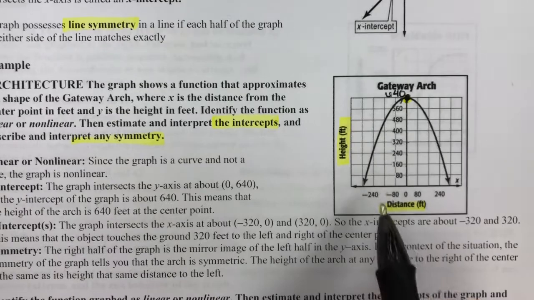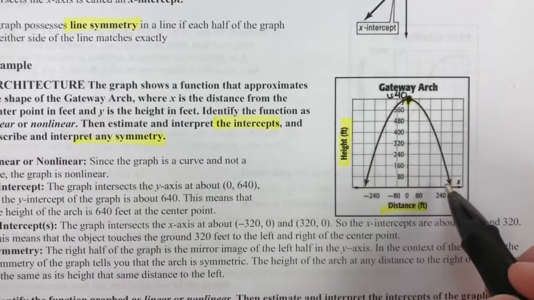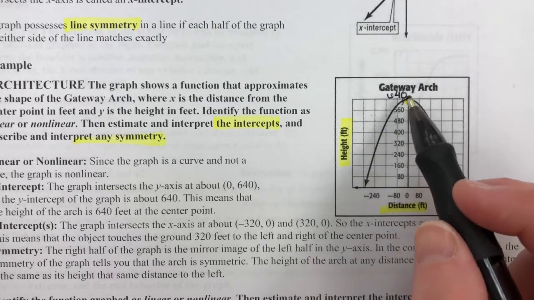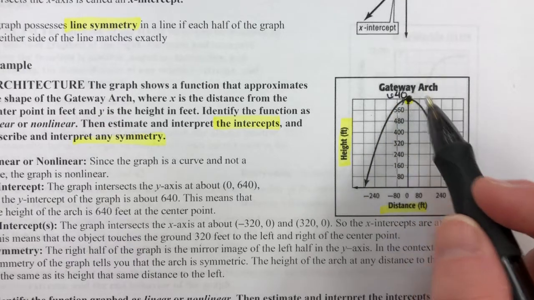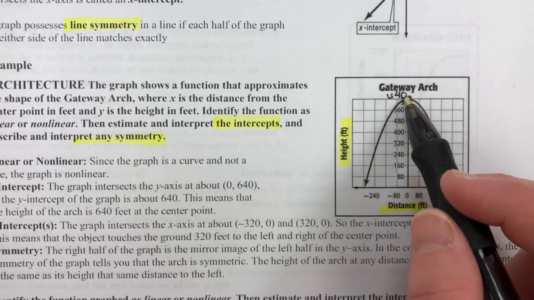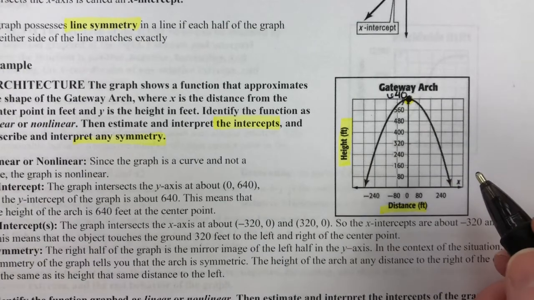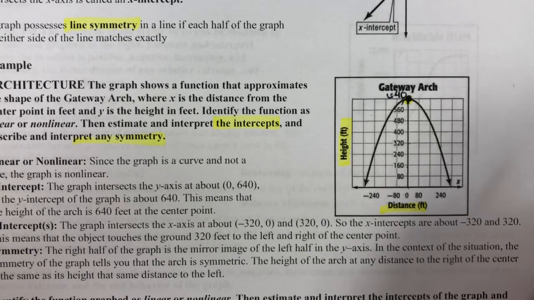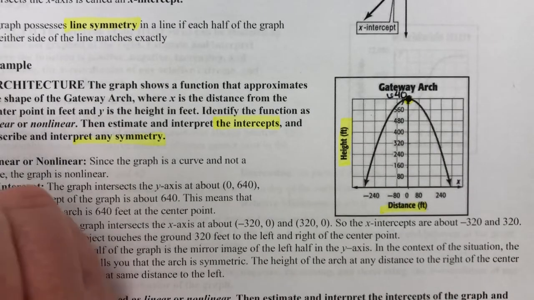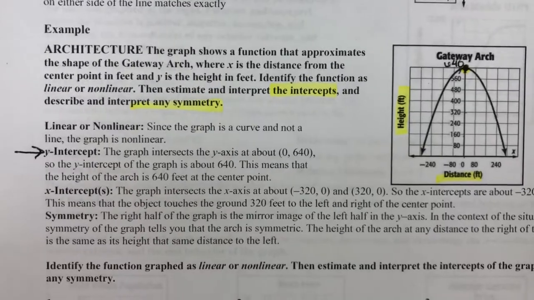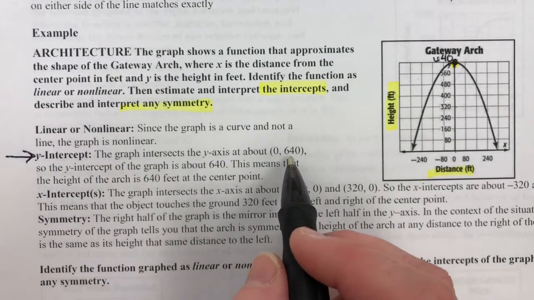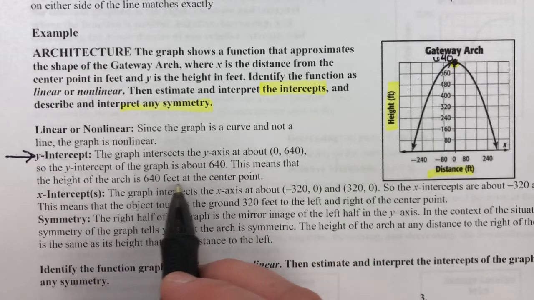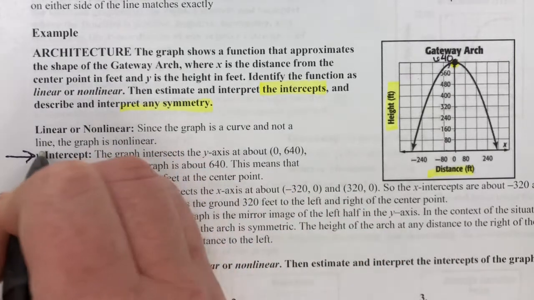640 feet. So it looks like, since my y-intercept is at (0, 640), that my bridge, the top part of it, goes up 640 feet, right? So the distance from the ground to the top of the bridge is 640 feet. We look at our y-intercept, and it already breaks it down for us here. The graph intersects the y-axis at 640, so the y-intercept is 640. This means the height of the arch is 640 feet at the center point. That's what we were concerned about.